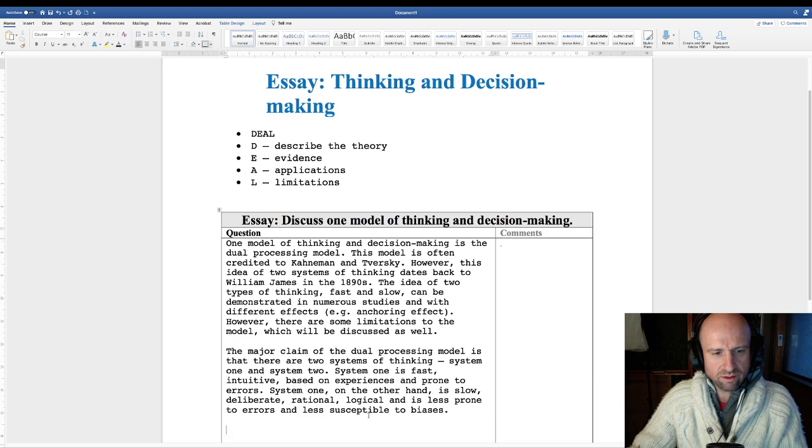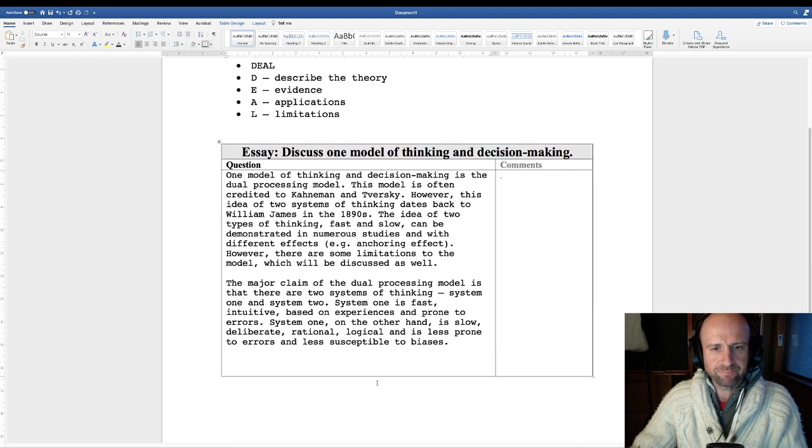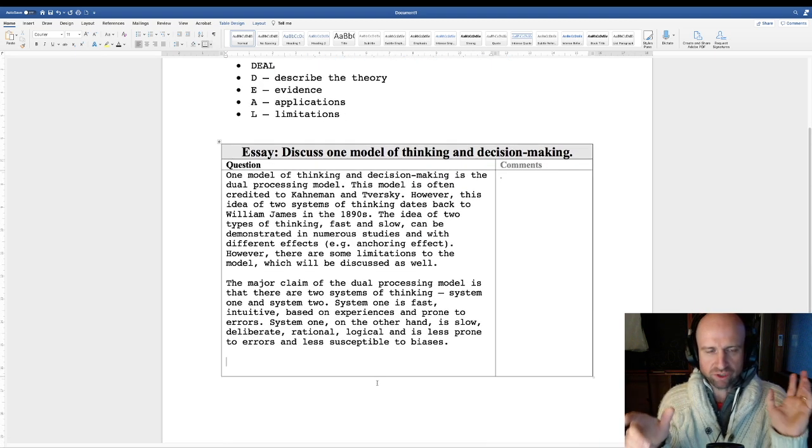Now, the dual processing model is a double-edged sword in that it's very easy to describe, but it does make it harder to distinguish your answers from the rest. Everyone can remember System 1, System 2, fast and slow. So one way to distinguish your answers is to make sure you've got 4 or 5 adjectives for System 1 and 4 or 5 for System 2.